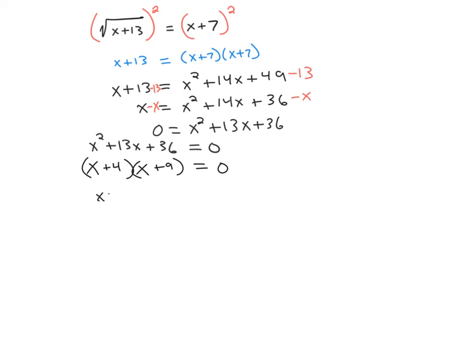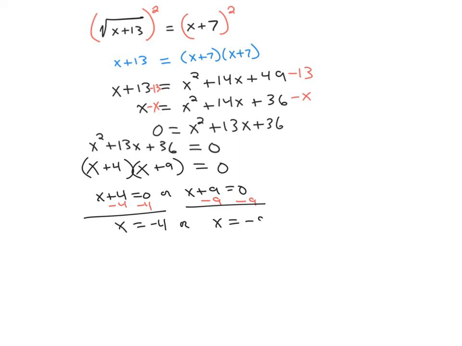So I'm going to say x plus 4 equals 0, or x plus 9 equals 0. So when I solve these, I'm going to subtract 4 on both sides and get x equals negative 4, or I'm going to subtract 9 on both sides and I'm going to get x equals negative 9.